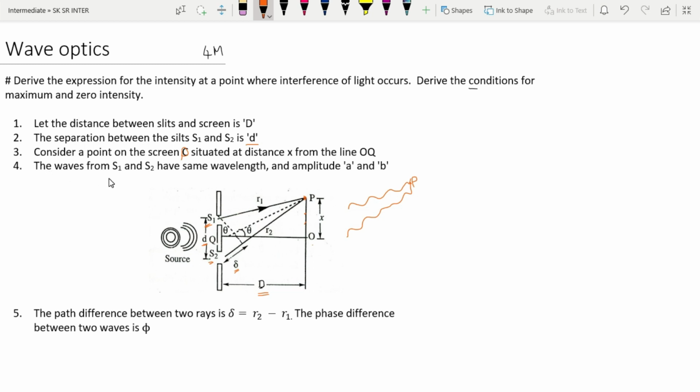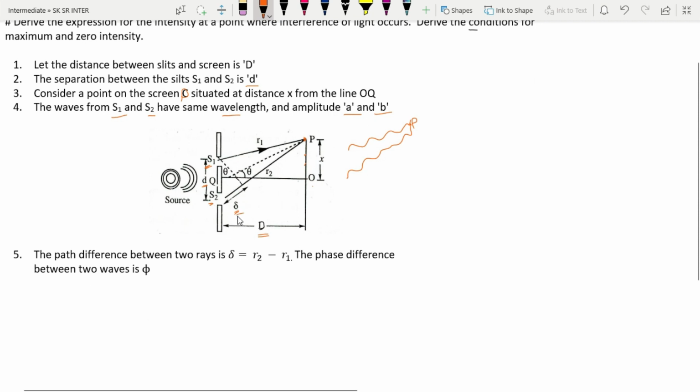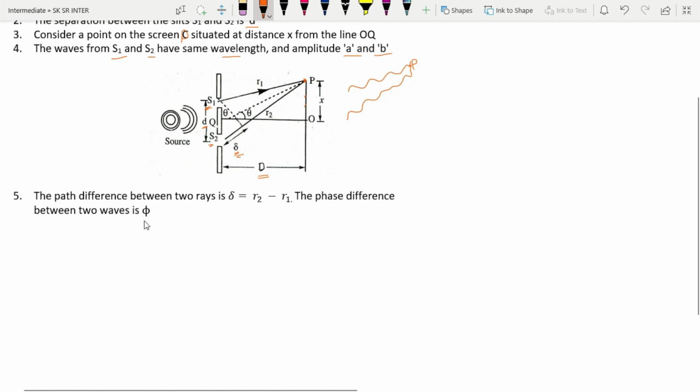The waves from S1 and S2 have the same wavelength, but their amplitudes are different. The first wave amplitude is a and the second wave amplitude is b. The path difference between the two rays is delta. This ray is lengthy, and this one is somewhat shorter by comparison. The respective phase difference is considered as phi. Now we have to derive the expression.